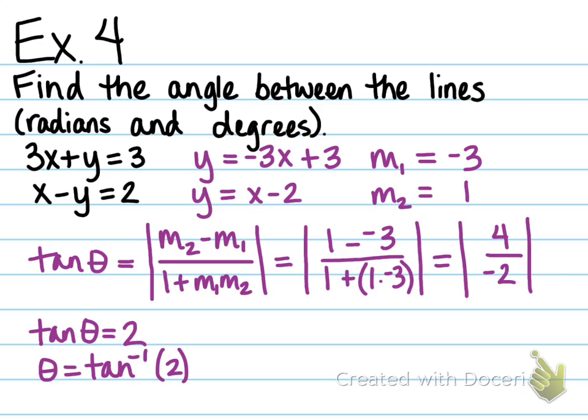Then I'll take the inverse tangent to get theta by itself. And again, I need two answers, radians and degrees. So I get 1.11 radians and 63.43 degrees.